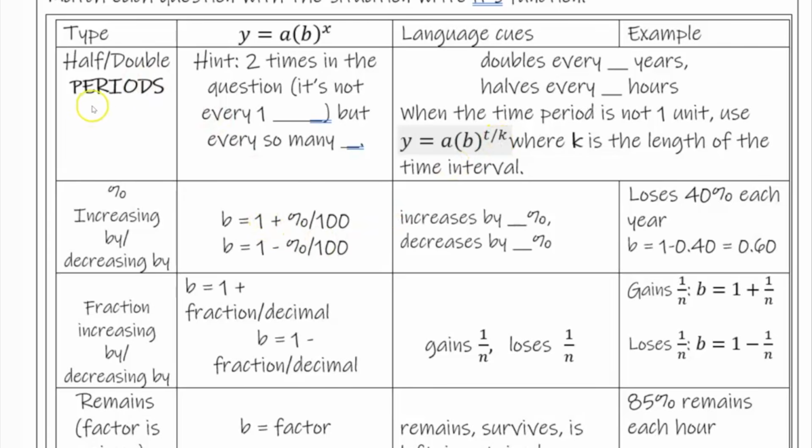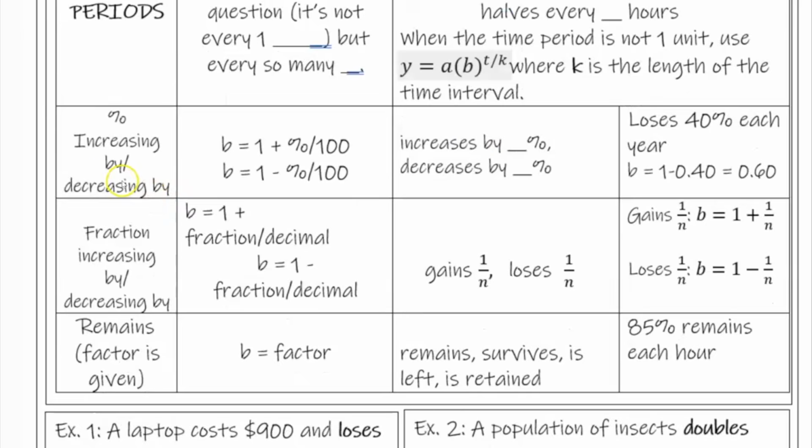All right. If it just says it doubles, but doesn't say anything about every so often, then you don't need to worry about that. The time is just the time. So this is just x, or you can think of it as t divided by 1. Okay. All right, increasing and decreasing.